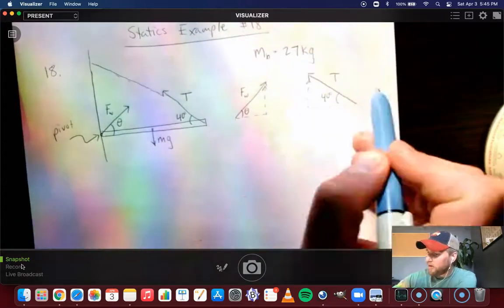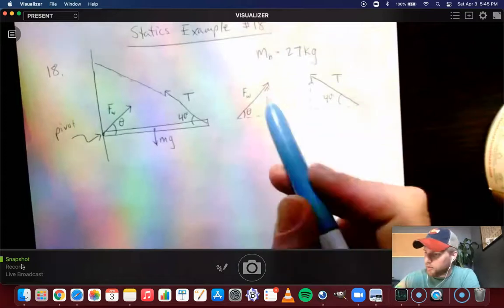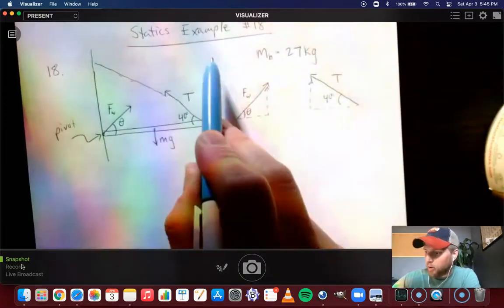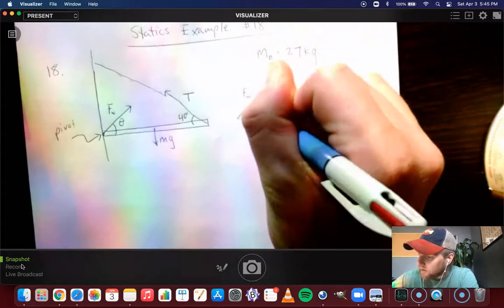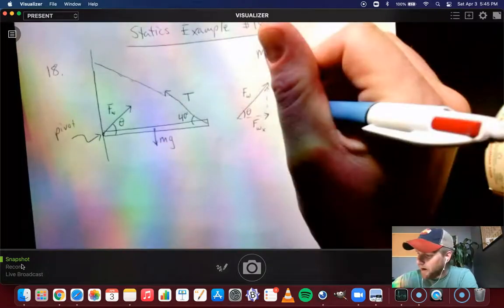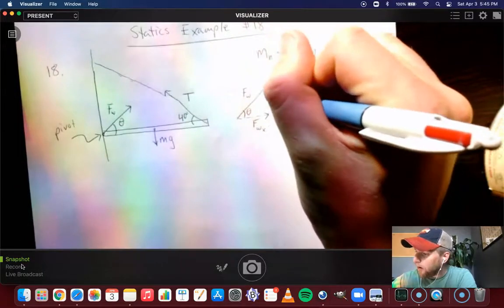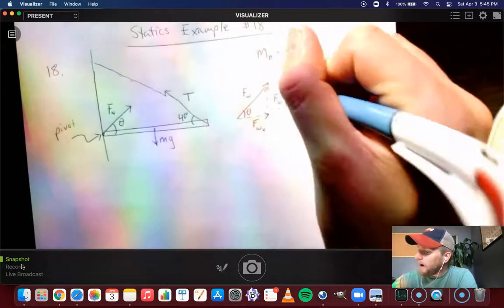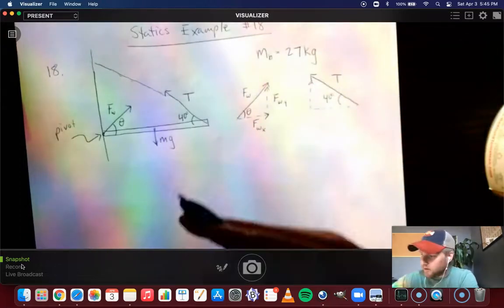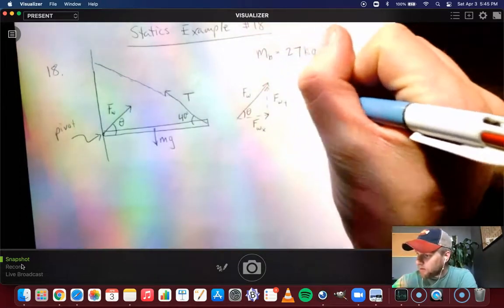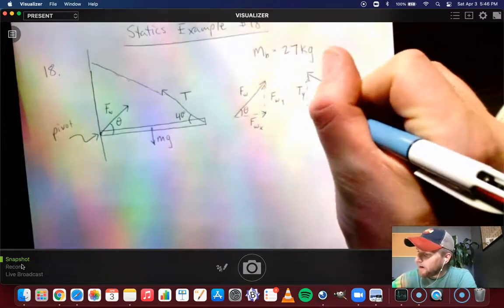Now, I've already started to break apart our vectors. We've got the force, again, from the wall pushing back. We're going to break this into force from the wall in the x, that's that force, and the vertical force from the wall in the y direction. And then I've already partially broken tension down. The tension is going to very similarly have a tension in the y and a tension in the x.